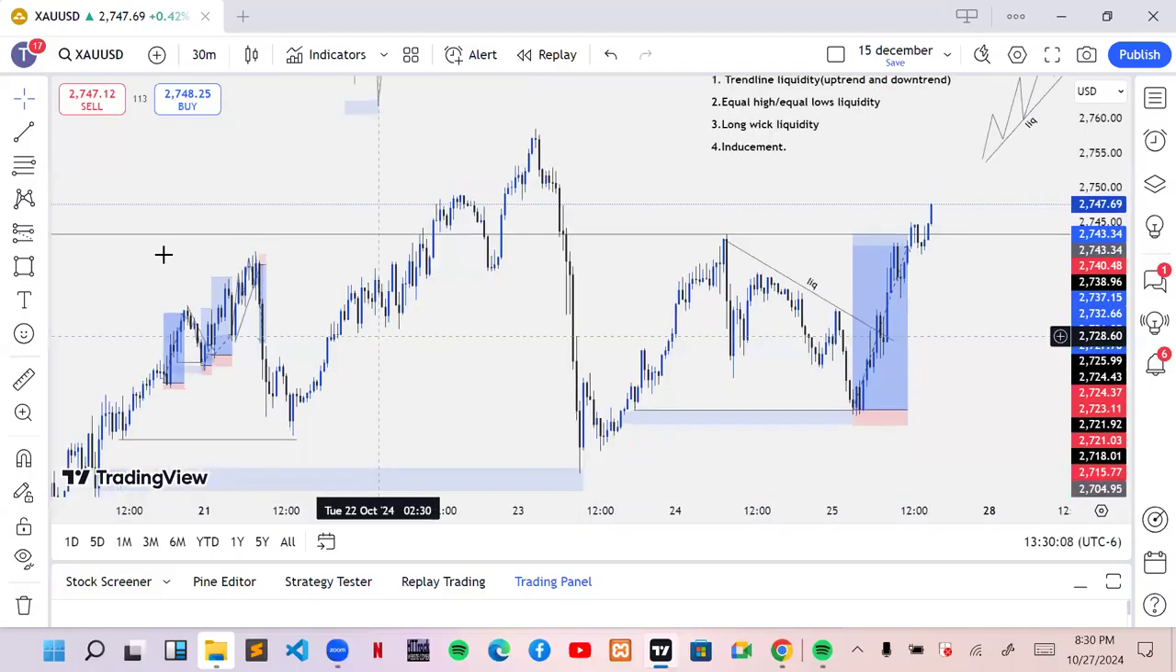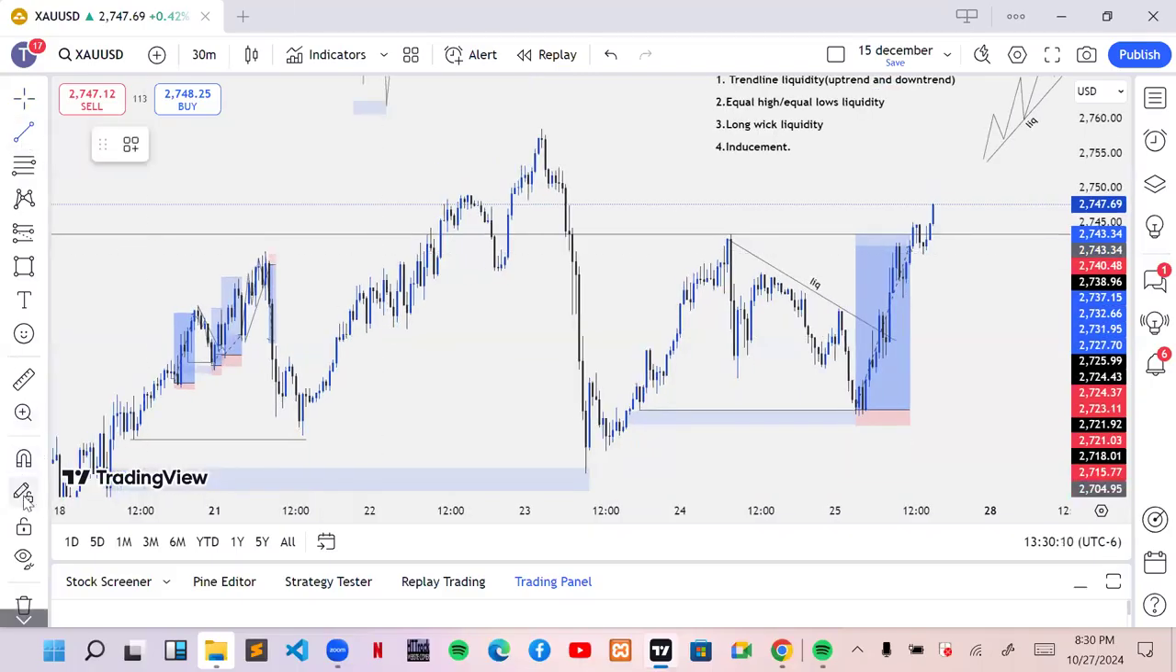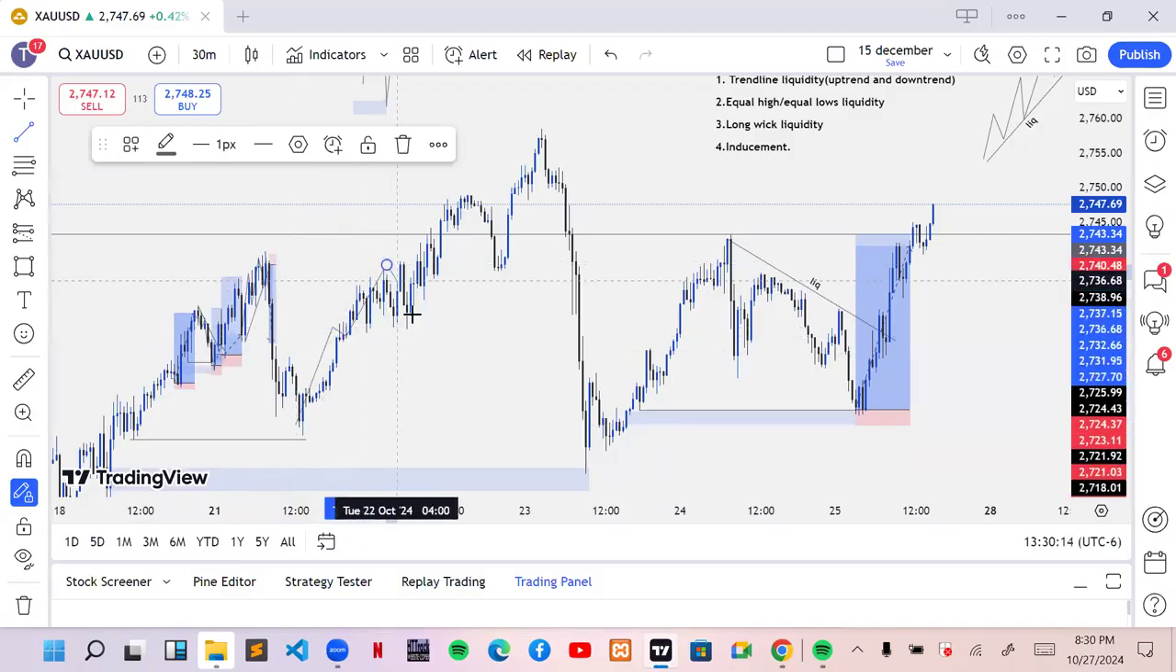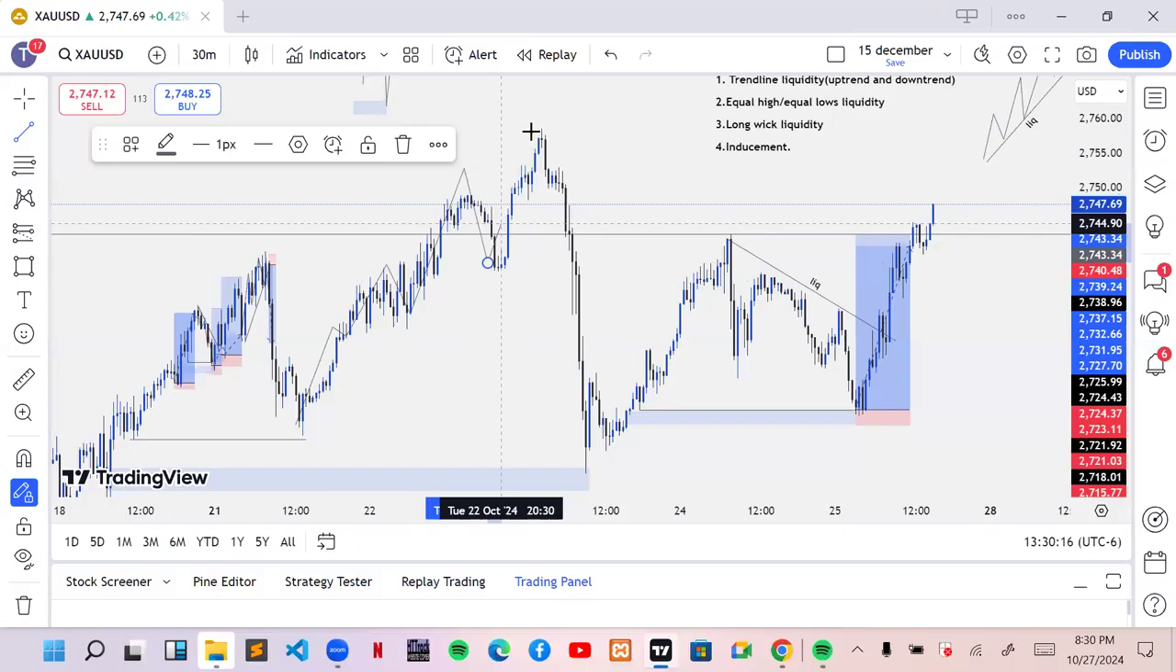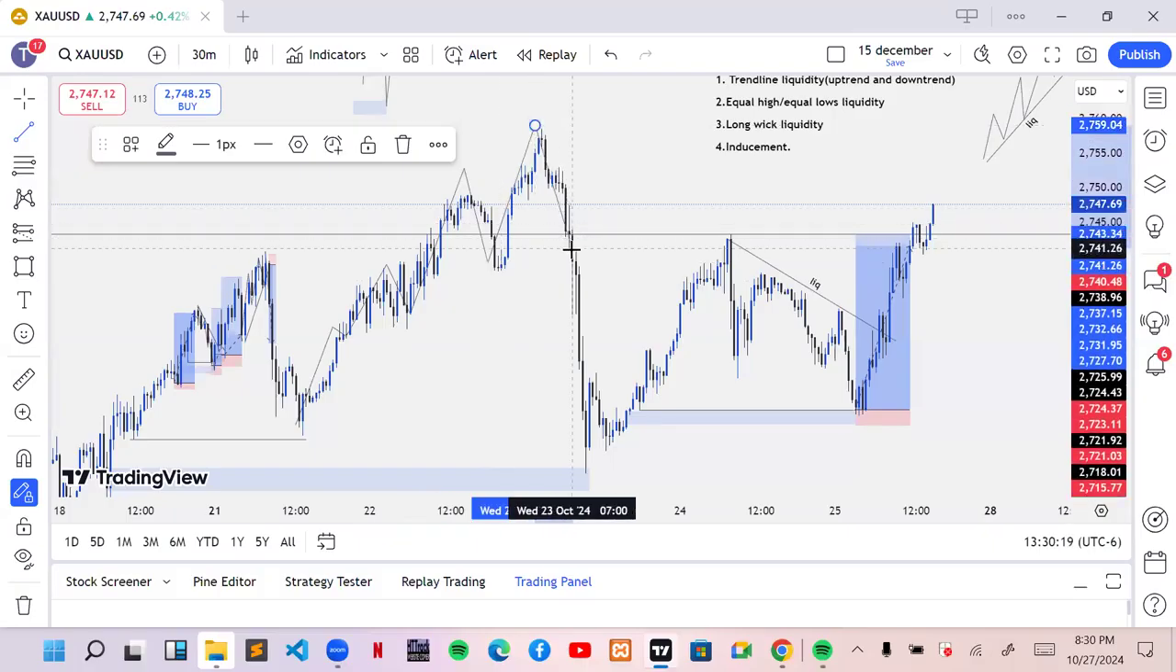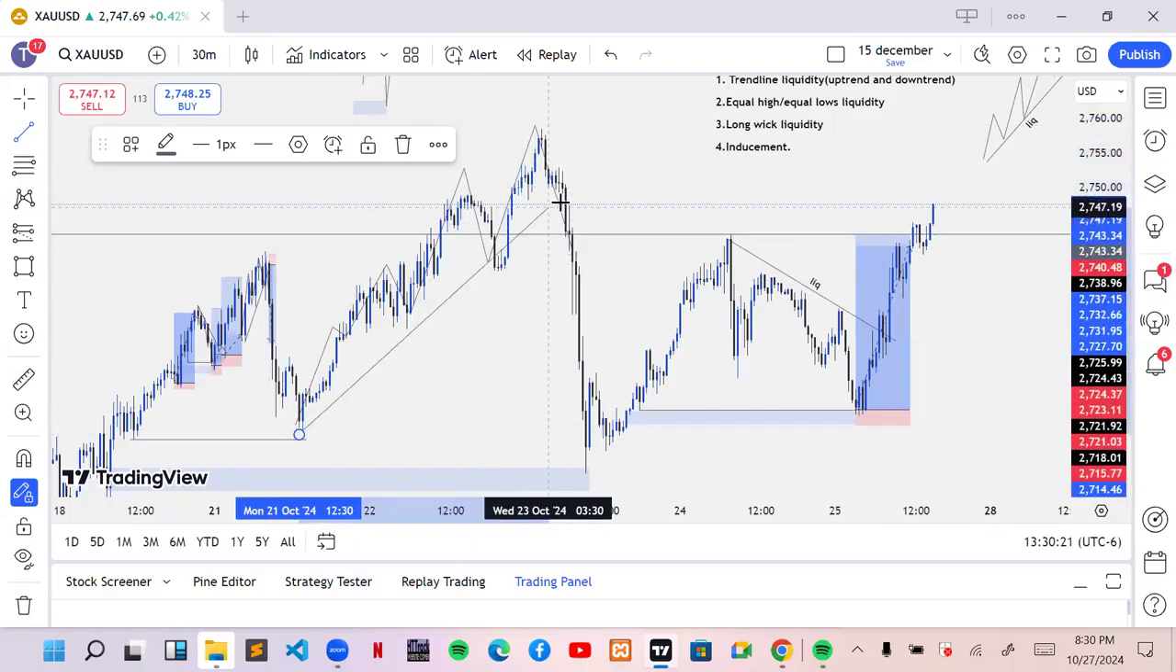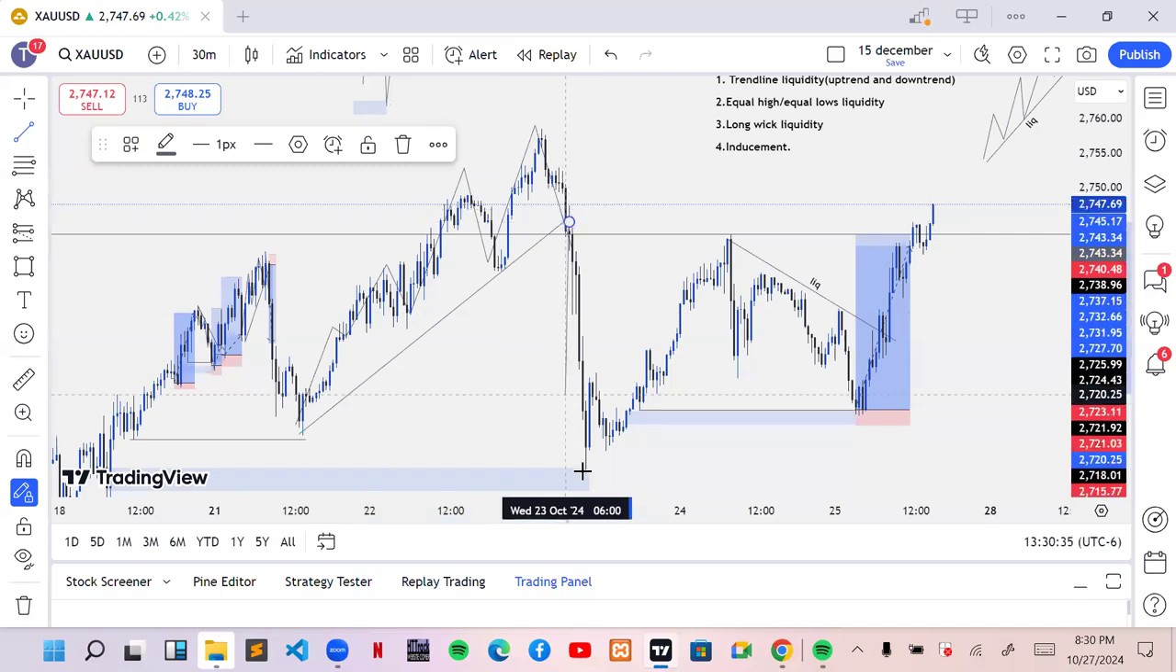Pay attention here. There's trend line liquidity here. The market was on an uptrend, making a series of higher highs and higher lows. Then eventually when the market started selling, this is trend line liquidity. It means that liquidity lays under this entire zone. So anybody taking a buy here will be taken out. Taking a buy here will be taken out. Taking a buy here will be taken out. The market will eventually sweep this entire trend line liquidity.